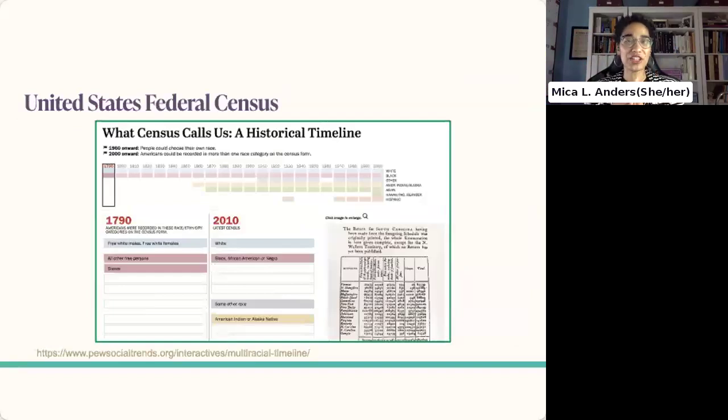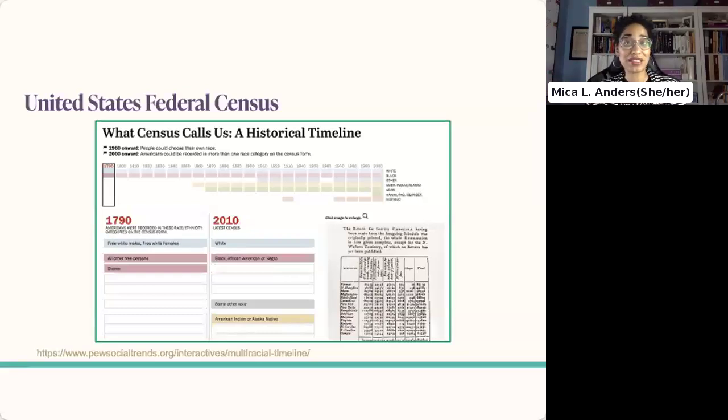Each census year, the people who created the census would decide what the racial categories were. This is only a couple pages, but this timeline on the Pew Social Trends is fascinating, and I highly recommend you take some time to look at it. They have a slide for every single census and talk about what the different categories were for each. So this would be 1790 compared to 2010, which was at the time the latest census when they did this. Obviously, now we have 2020.